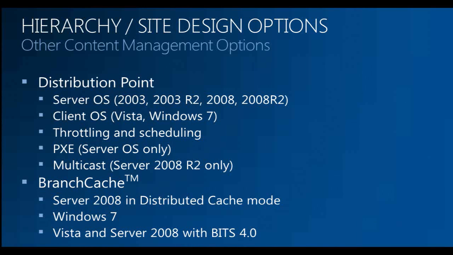But with 2012, I can do a DP that does not require that. We can do BranchCache as well. Now, in your DPs, be aware, if you want PXE, it has to be a server OS. If you want multicast, according to the documentation, it has to be Server 2008 R2. I heard a Microsoft presenter yesterday say that 64-bit Server 2008 would also do it. I don't have verification of that, so I'm going by what the documentation said up here.